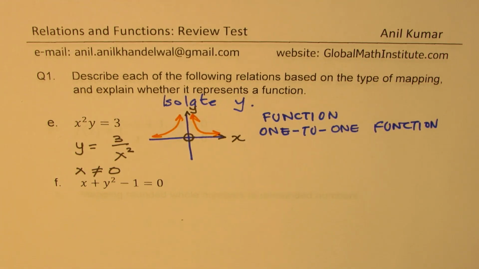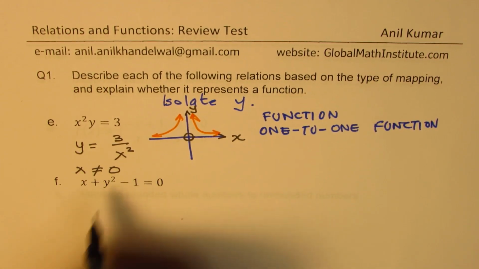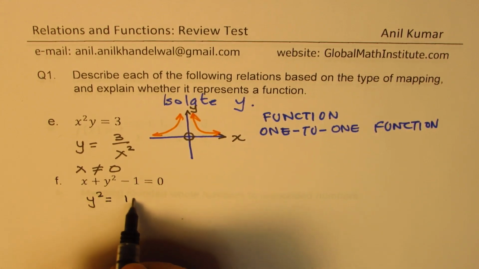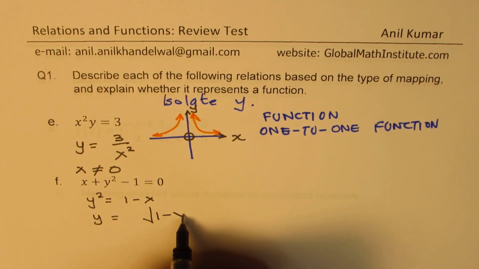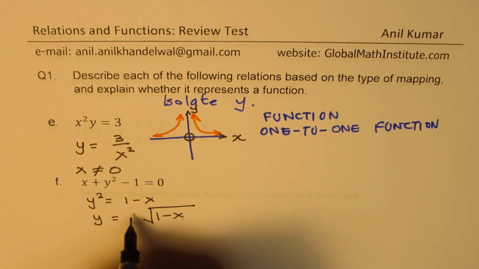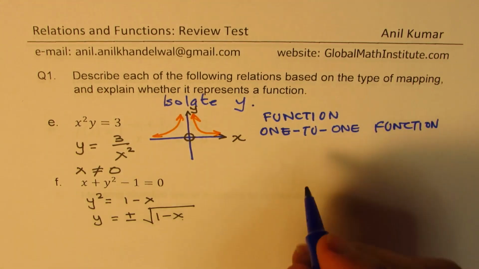Now let's take the next example. So the first step is to isolate y. So here we'll take x on the other side. So we get y squared equals 1 minus x, and y equals the square root of 1 minus x. Whenever you take a square root, you have to do plus and minus. Well, clearly, this is not a function, right? So this is not a function.